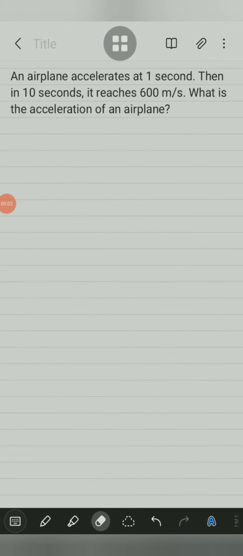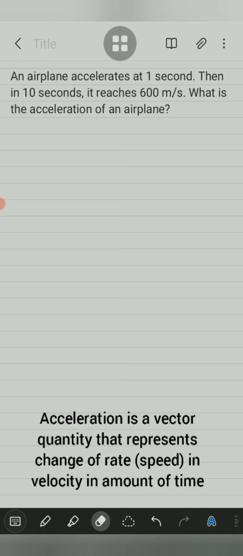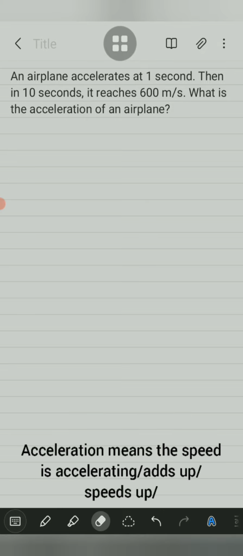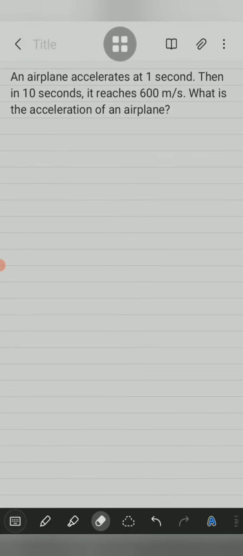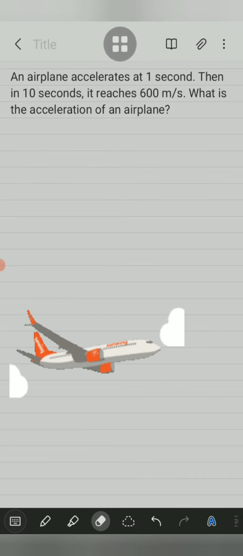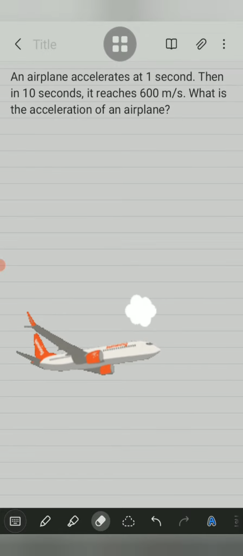And lastly, acceleration. Before we proceed to acceleration, what is acceleration? Acceleration is a vector quantity that represents the rate of change in velocity over an amount of time. Or acceleration means that the speed is accelerated, adds up, or speeds up. So here is another question, the last one. An airplane accelerates from rest at 1 second, then in 10 seconds it reaches 60 meters per second. What is the acceleration of the airplane?